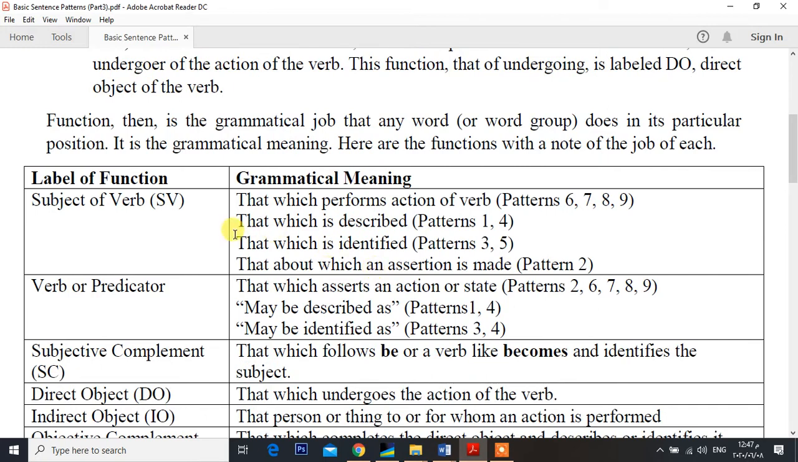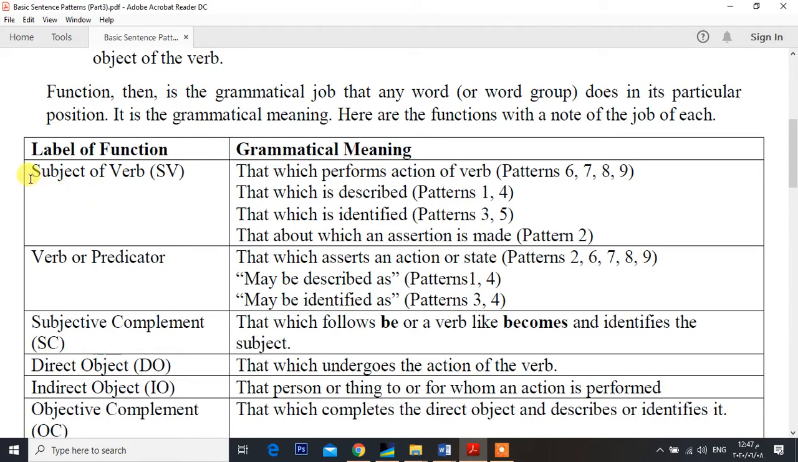And this table is divided into two columns. The first one is the label of function, and the second column is the grammatical meaning of those functions. The first one, subject of verb, which is SV. This is the label of the function, but the grammatical meaning, or the function itself, is that which performs the action of the verb, and which is found in patterns 6, 7, 8, 9.